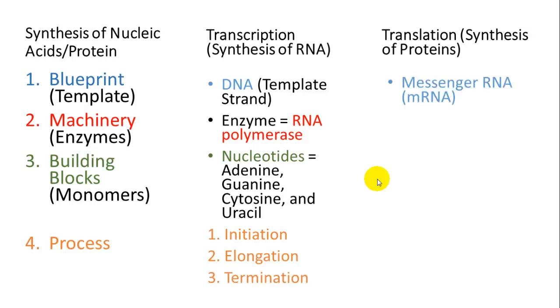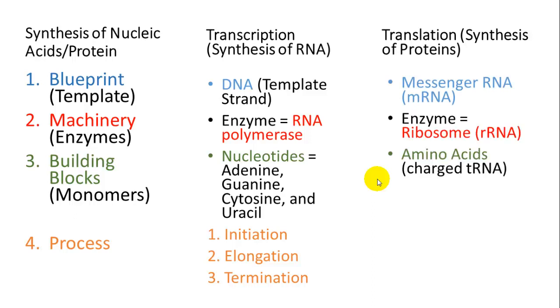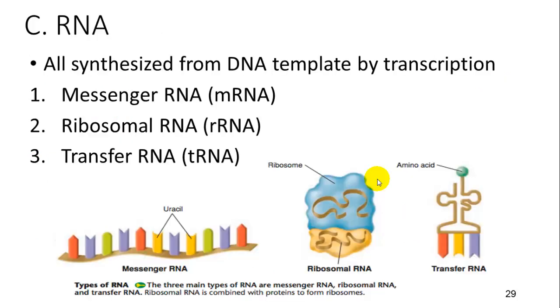In translation, the messenger RNA is the blueprint. The ribosome is the enzyme, and the amino acids are the building blocks which you're going to put together. And those are carried on transfer RNA. And the processes for that are also initiation, elongation, and termination.